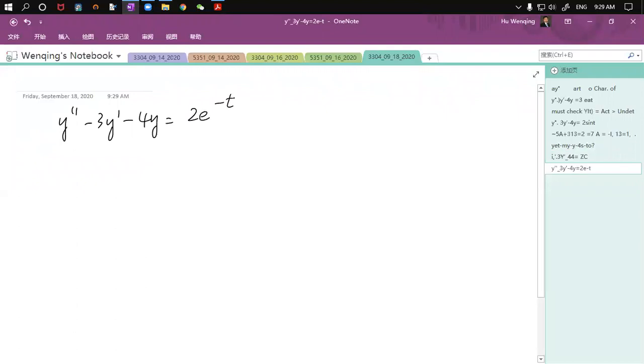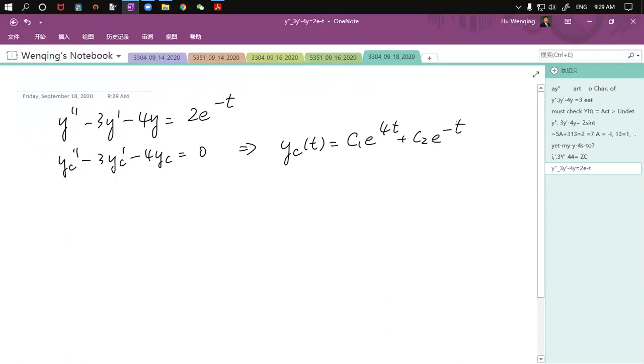Okay, so this looks like an example that we should be able to solve, because the right-hand side is just an exponential function, right? Shall we try exponential? So basically yc double prime minus 3 times yc prime minus 4 times yc is equal to 0, and that's going to give you a complementary solution. yc is equal to c1 e to the power of 4t plus c2 e to the power minus t. Is it good for everybody?